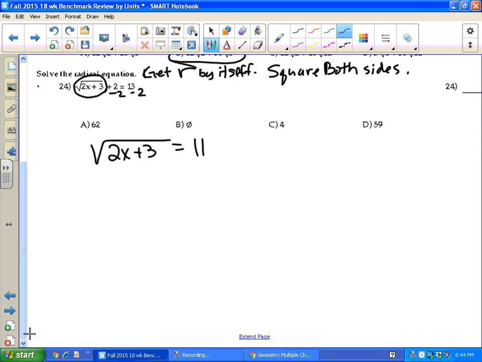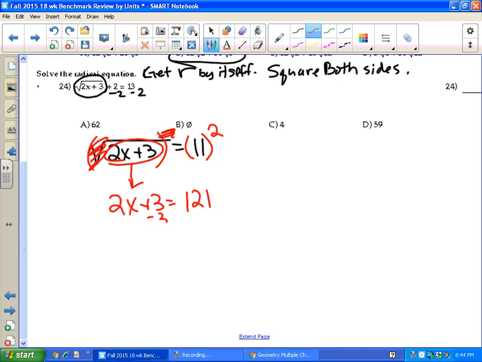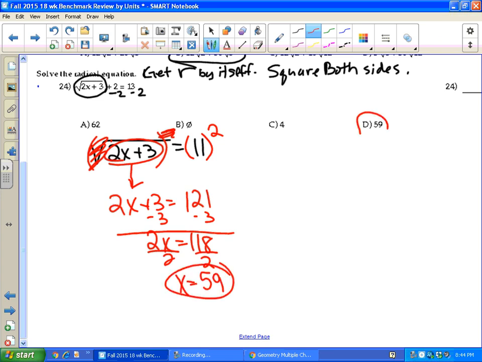Now, square root's by itself, so I'm going to take the step of squaring both sides. What happens when you square a square root? This cancels this. What was underneath comes out. So I get 2x plus 3. If you square one side, though, you got to square the other side. So when I square 11, I get 121. So now when you subtract 3, you get 2x is equal to 118. Divide by 2. X is equal to, I believe, 59, which is choice D.